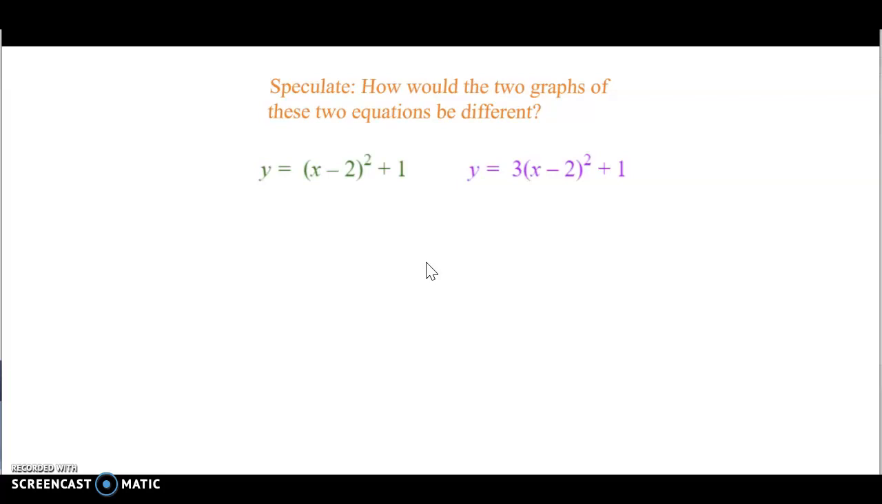Alright, so now we're going to speculate. How would the 2 graphs of these 2 equations be different? So far we've just dealt with when A is 1. What if A is not 1? Say 3. How would that be different?